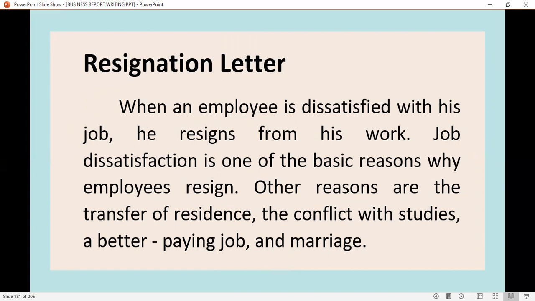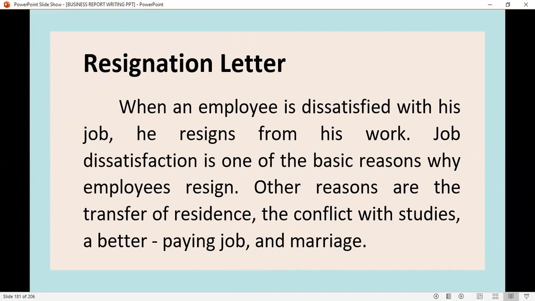Meron siyang kailangang unahin na kailangan niyang i-give up ang work niya. Kaya siya magre-resign. Job dissatisfaction is one of the basic reasons why employees resign. Other reasons are the transfer of residence. Ayun, nalipat ka ng residential mo, the conflict with studies, kung nag-aaral ka, a better paying job. So, a better paying job, or it is also known as the greener pasture.